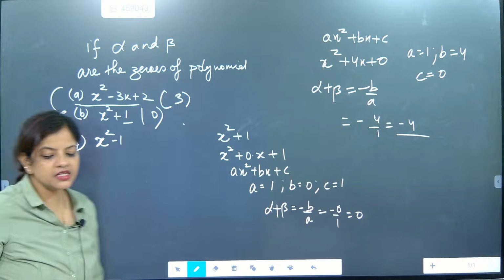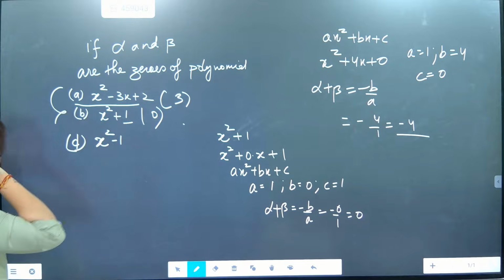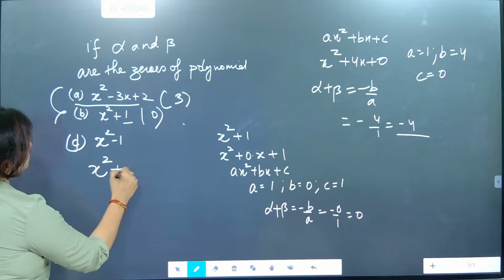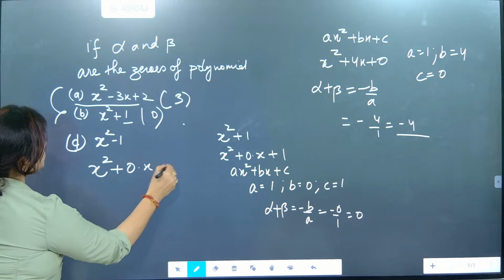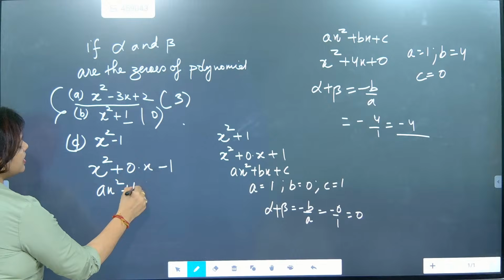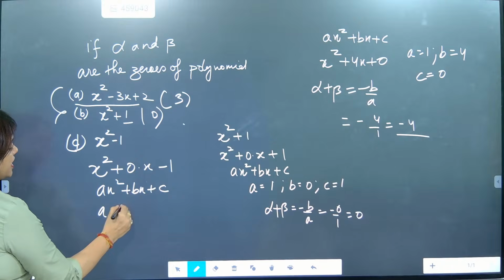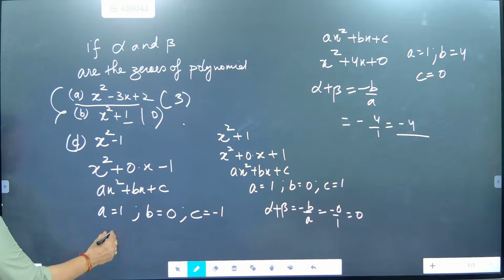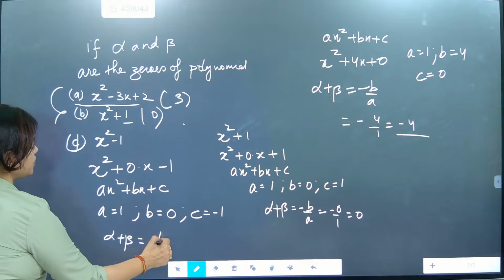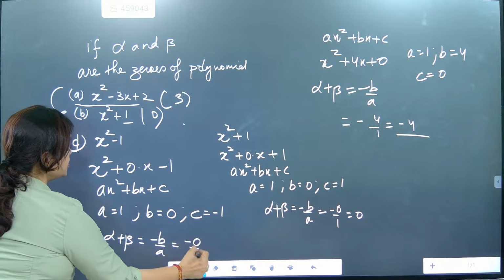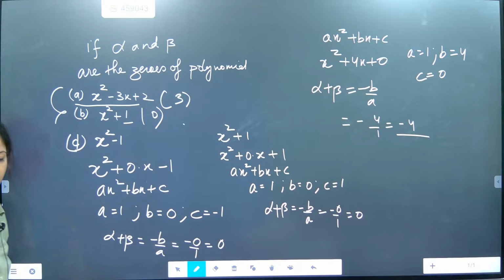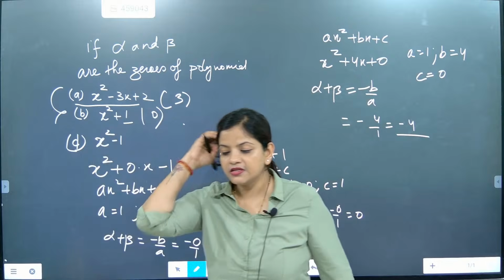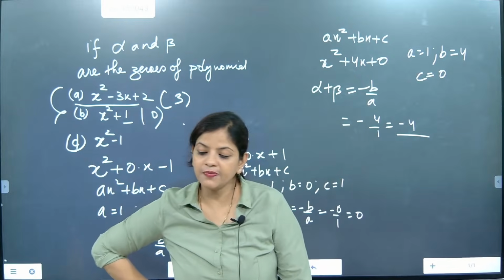The answer is 0. Why? Because look here, x square plus 0 into x minus 1. If you compare it with the general equation ax square plus bx plus c, the a value is 1, the b value is 0, and the c value is minus 1. So alpha plus beta is equal to minus b by a, so minus 0 by 1. The answer is 0. Did you understand it? I hope you have understood.